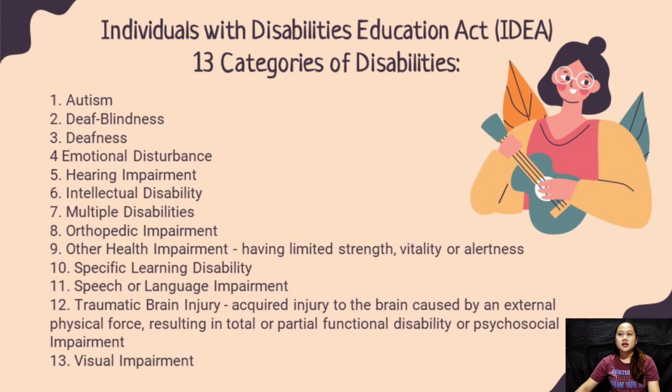So next is deaf-blindness. When we say deaf-blindness, it means having both hearing and visual impairment. This is a combination which results in such severe communication and other developmental and educational needs that they cannot be accommodated in special education programs designed for children who are deaf or blind.